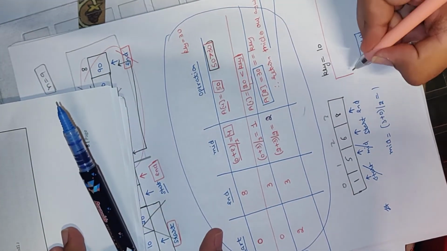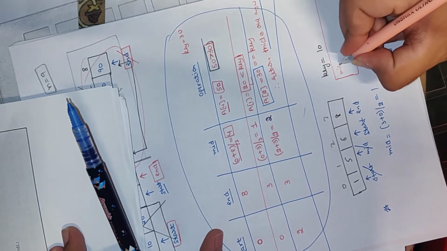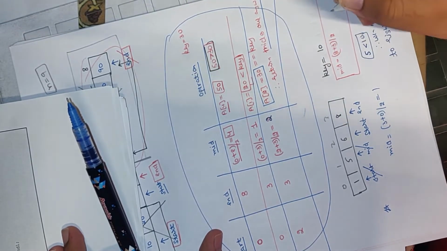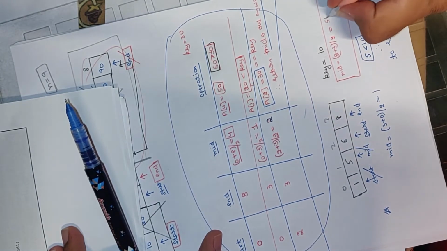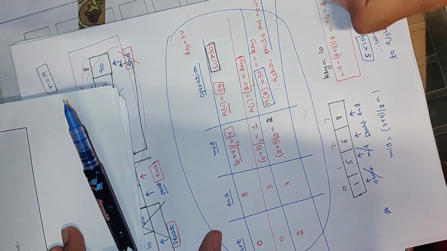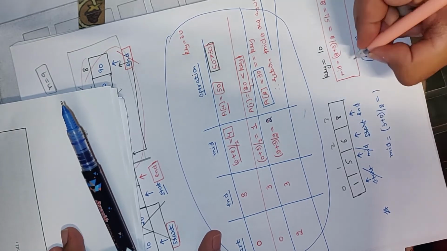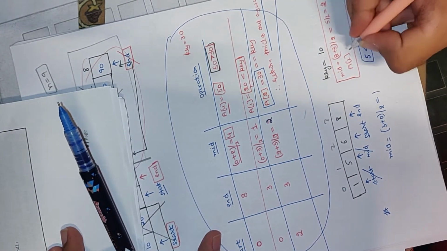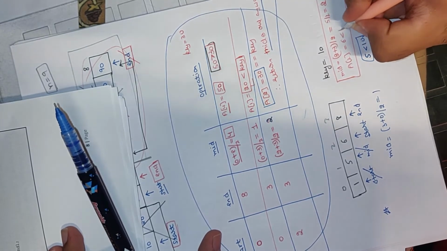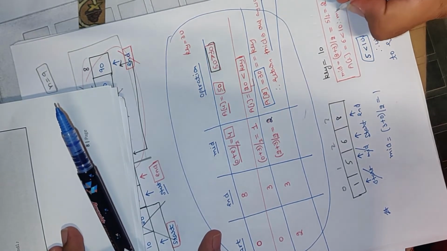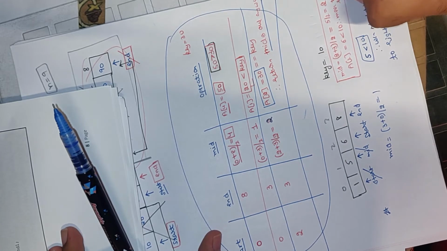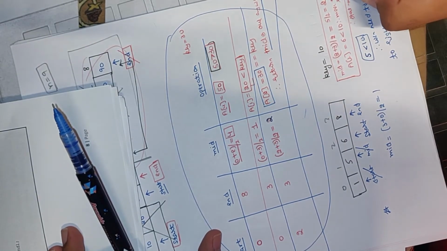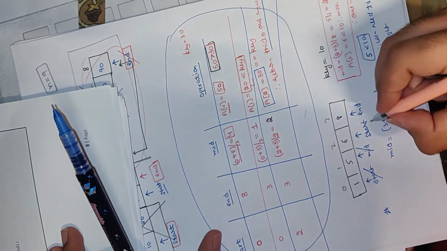What will our mid be? Our mid will be (2 + 3) / 2, that is 5 / 2, that is 2. Now we will compare A[2] with the key. A[2] is equal to 6, which is less than 10, therefore move to the right, that is start = mid + 1.